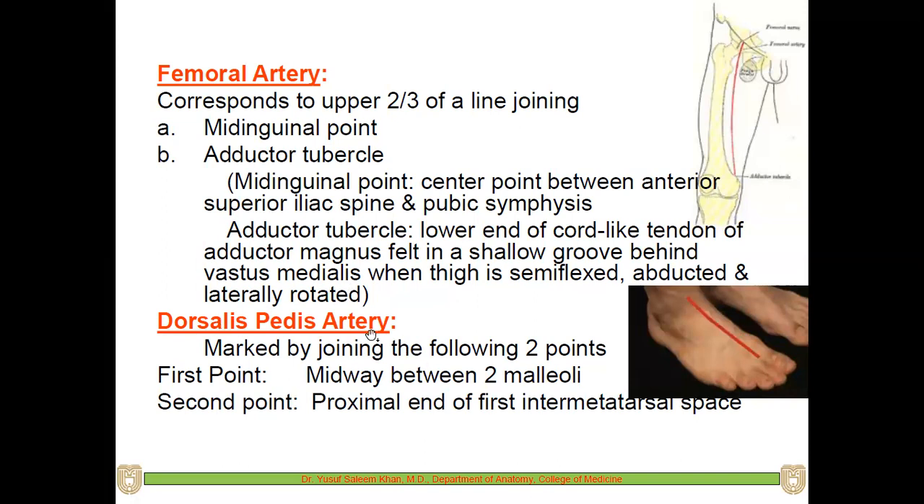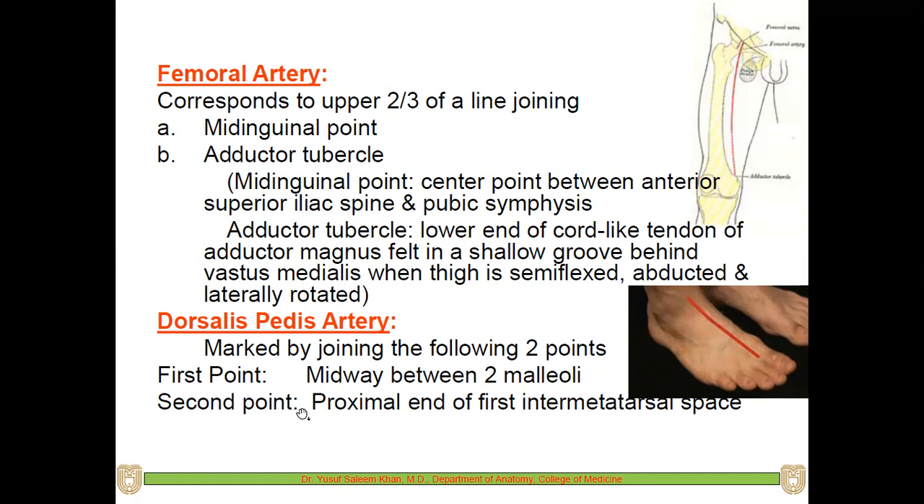The dorsalis pedis artery can be marked by joining the following 2 points. The first point will be midway between the two malleoli. This is called the malleoli, the lateral malleolus and the medial malleolus. So there are two malleoli; in between the two, the center point of the two malleoli. So mark 1 point here.